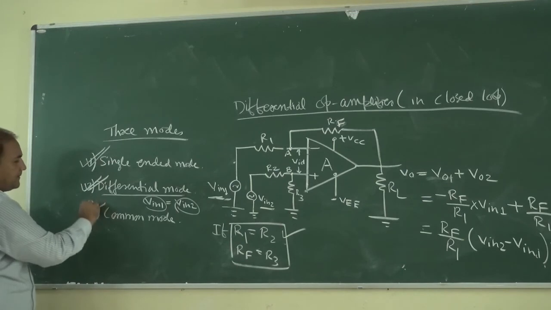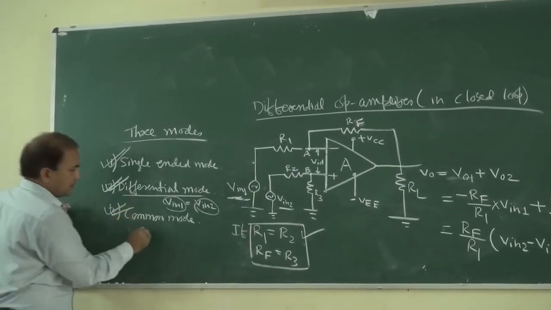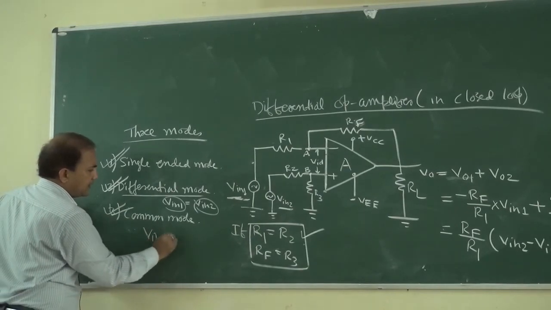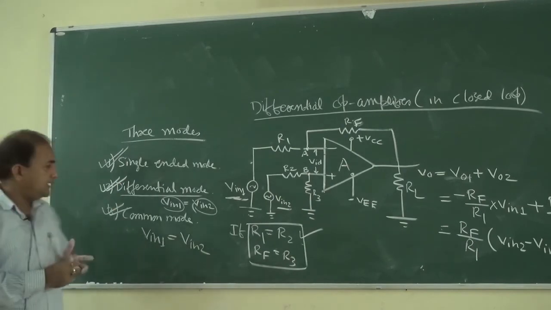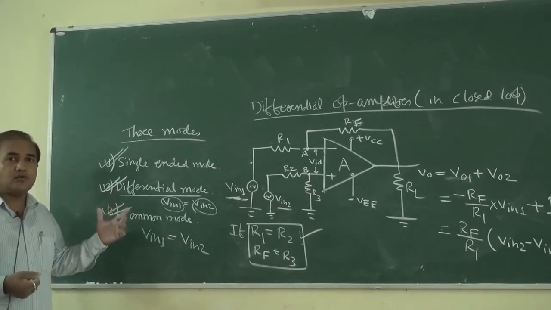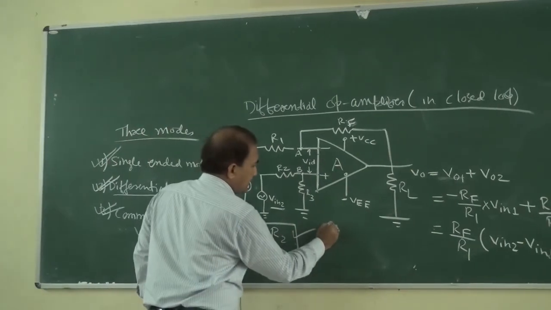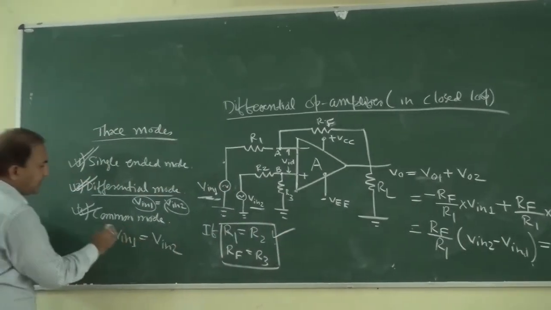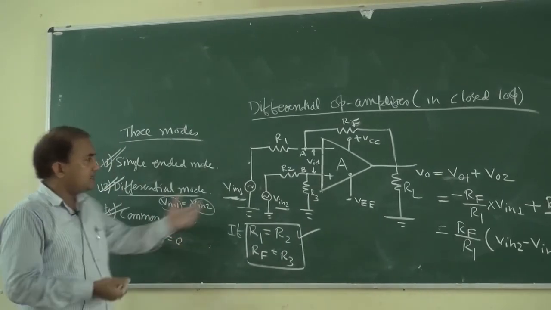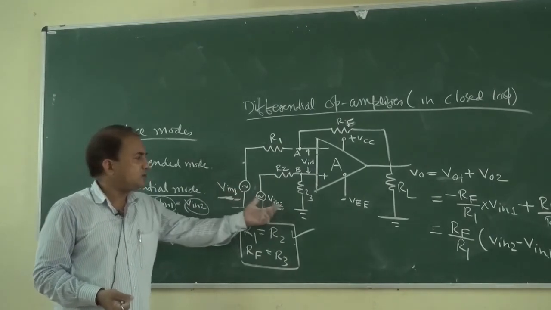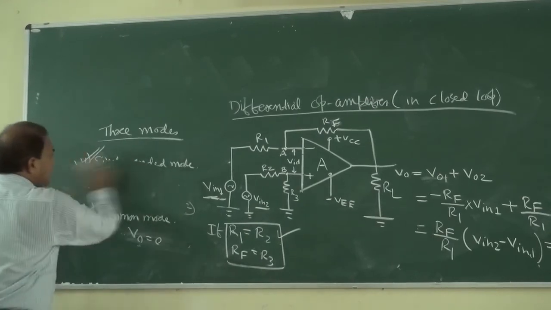In case of common mode, what we are considering: V in 1 is always equal to V in 2, the magnitude and phase. In case of common mode, magnitude and phase both are the same. So how can we get V output in case of common mode? V output is equal to 0, because the magnitudes of V1 and V2 are both equal.